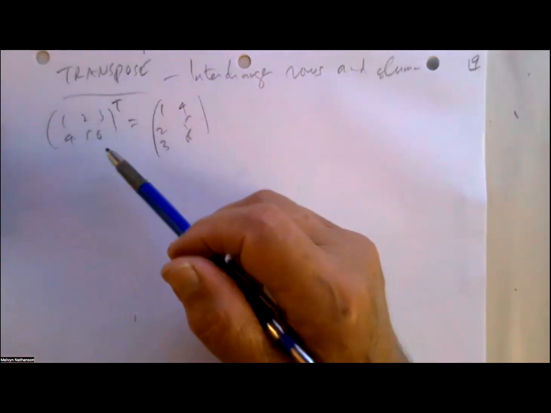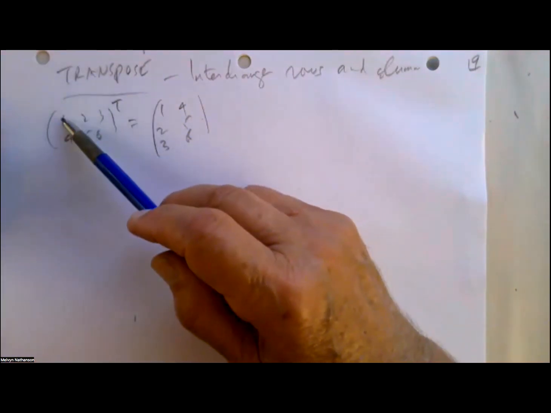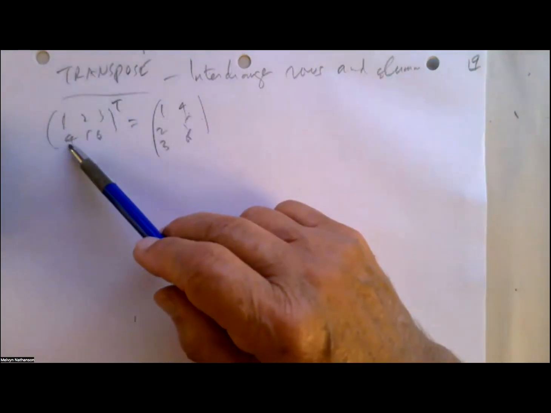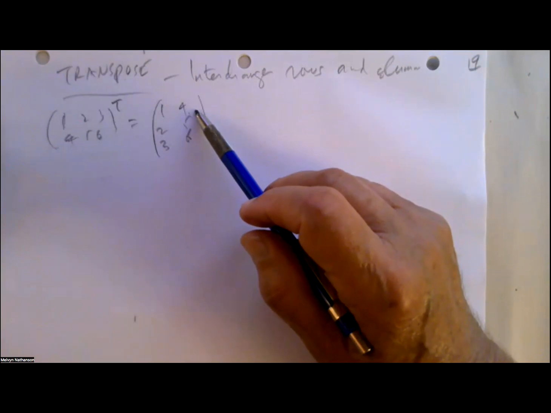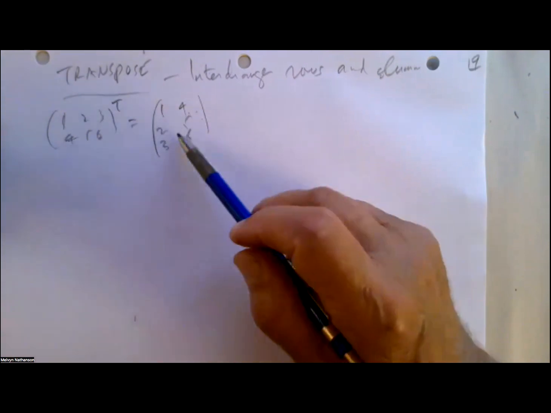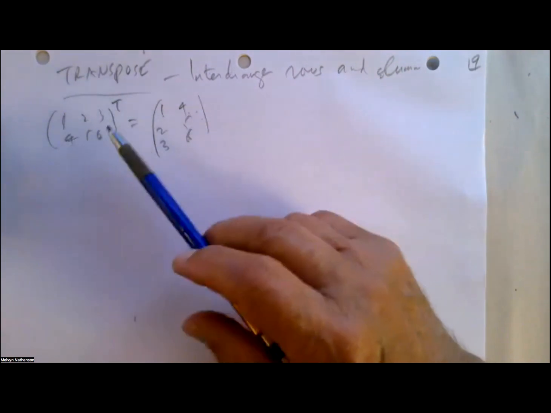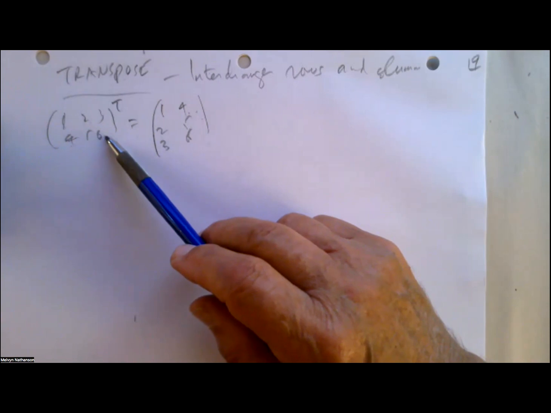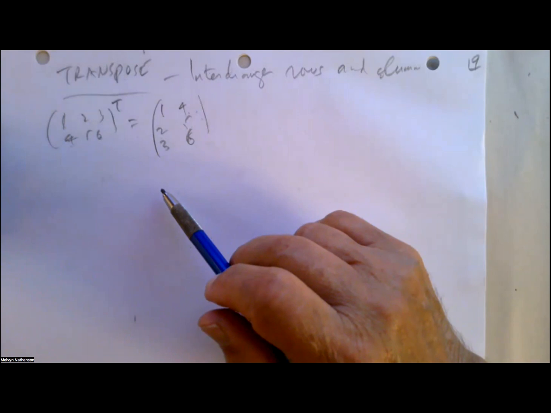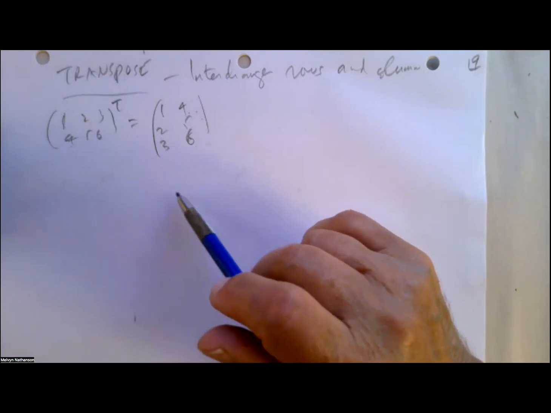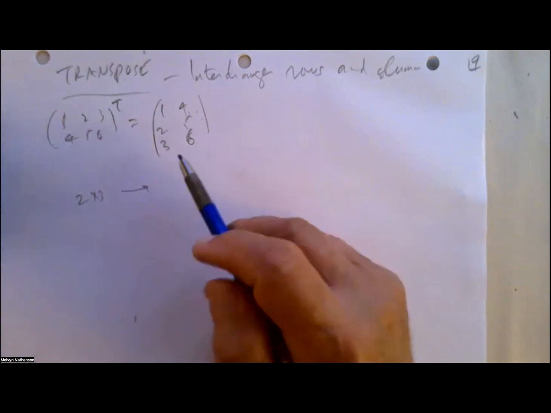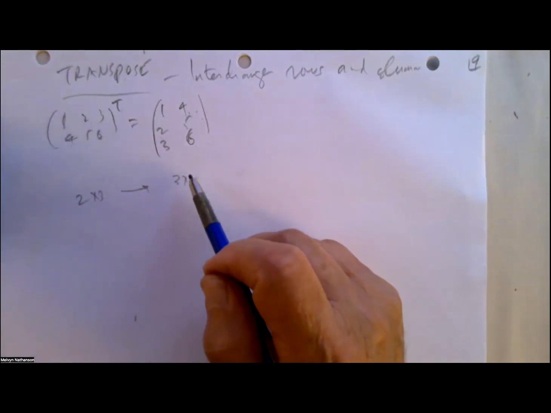Of course, I could also have transposed columns into rows. Here the first row is 1, 4, so here the first column is 1, 4. Here the second column is 2, 5, so here the second row is 2, 5. Here the third column is 3, 6, so here the third row is 3, 6. So you transpose a matrix by interchanging the rows and columns. This started off as a 2 by 3 matrix, and the transpose is a 3 by 2 matrix.